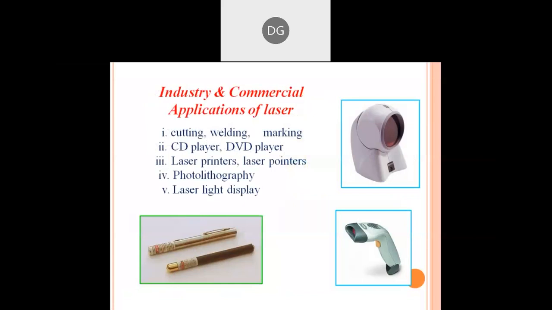Now medical applications of laser are in eye surgery or cosmetic surgery. These applications of lasers are there. Generally these lasers are used.